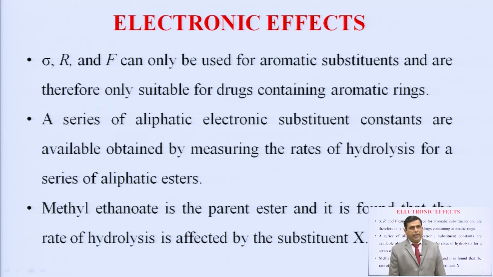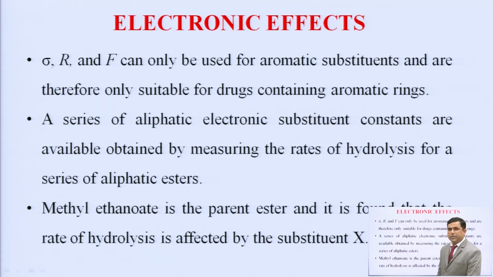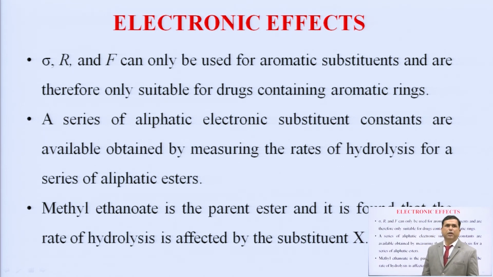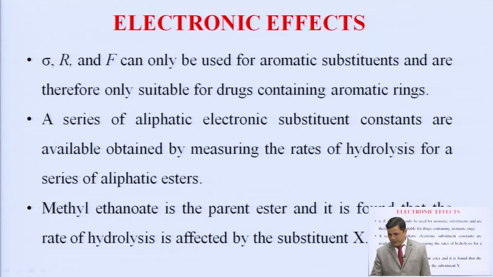A series of aliphatic electronic substituent constants are available, obtained by measuring the rate of hydrolysis for a series of aliphatic esters. So, this is very important: to calculate the hydrolysis of the ester with the compounds. That series of aliphatic electronic substituent constants we have to prepare, and they are obtained by measuring the rate of hydrolysis for a series of aliphatic esters.